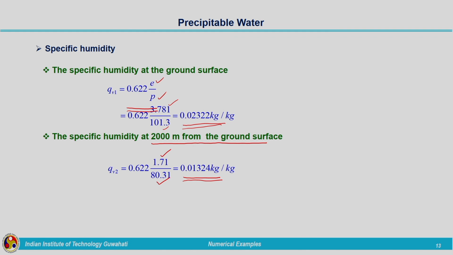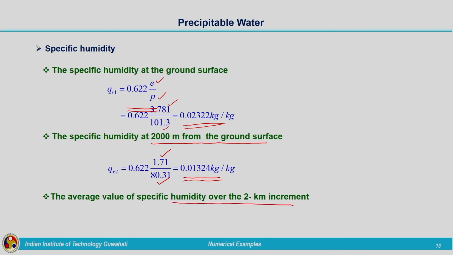So, now we can average out this value to get the average value of specific humidity at 2 kilometer increment, that is QV bar. It is coming out to be 0.01823. So, now all the values required for calculating the total amount of precipitable water in an atmospheric column are there with us. Now, we can see the formula.